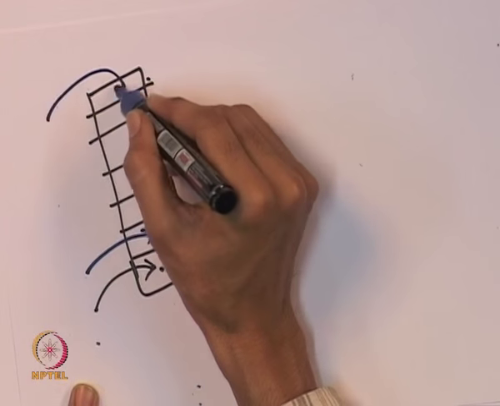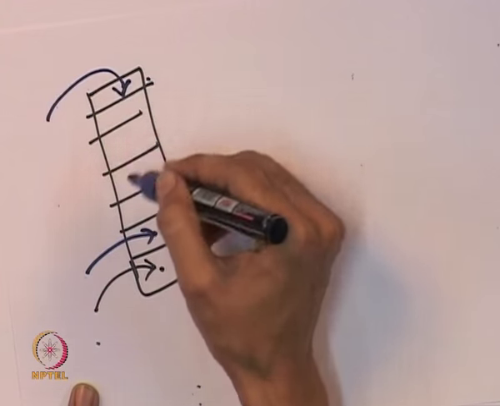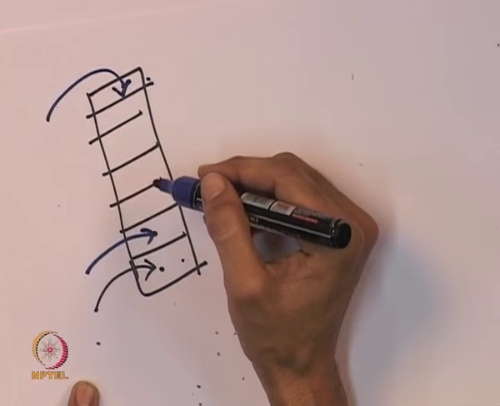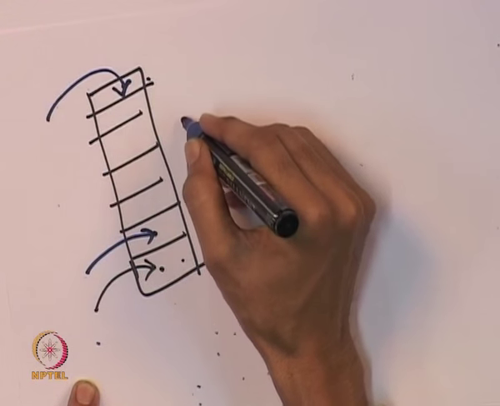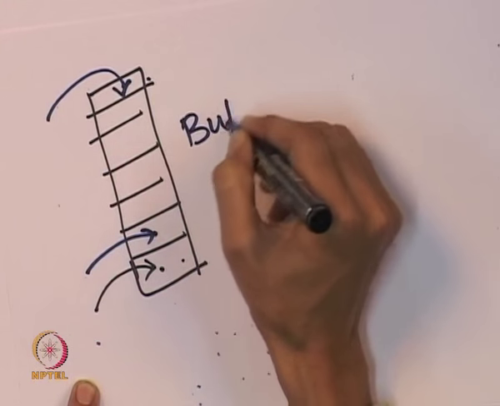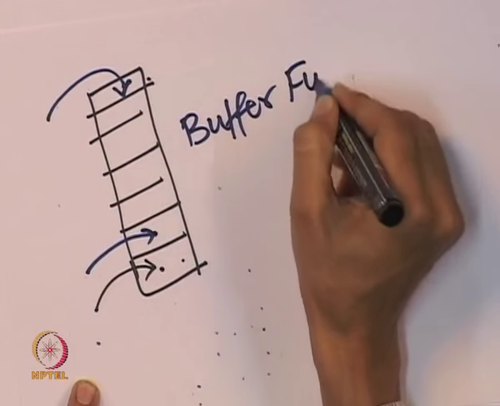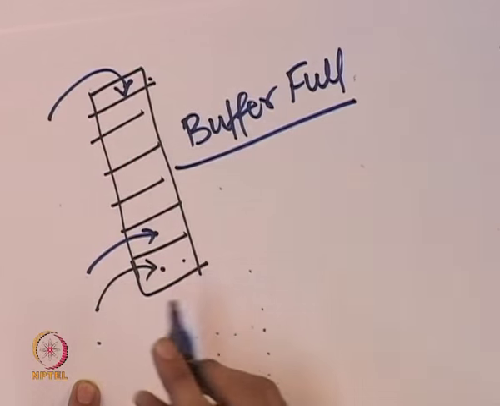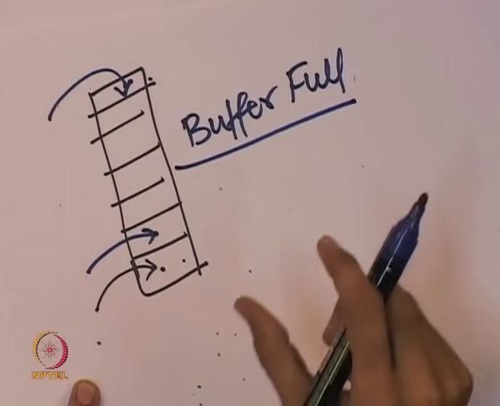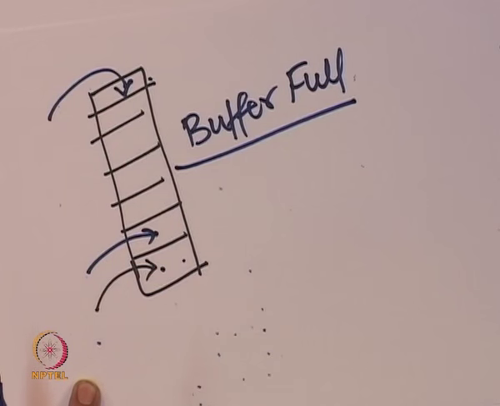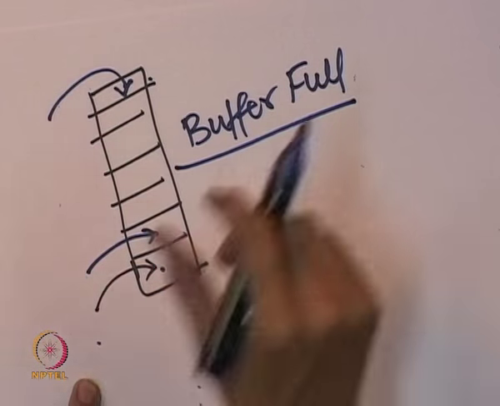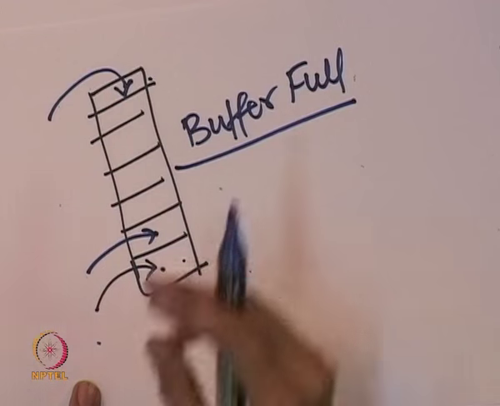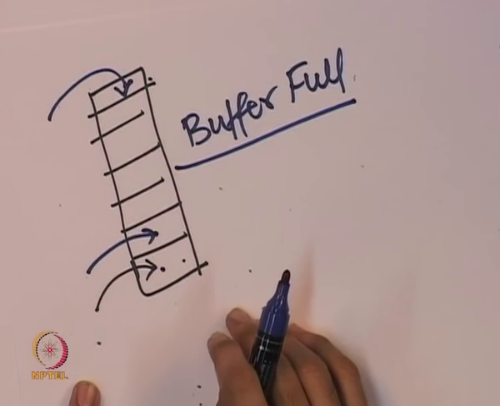Once you have written to the eighth location, it should generate one specific signal, that is buffer full, right? So after writing the eighth location, you have to additionally check whether the buffer full signal is generated or not. That is one of the corner cases, because that is different from the other cases.